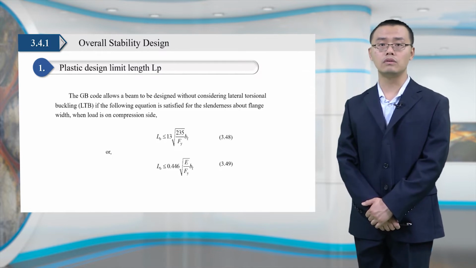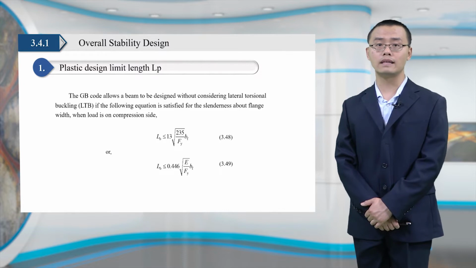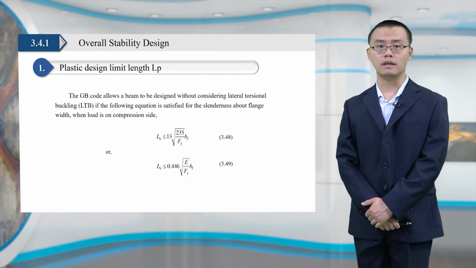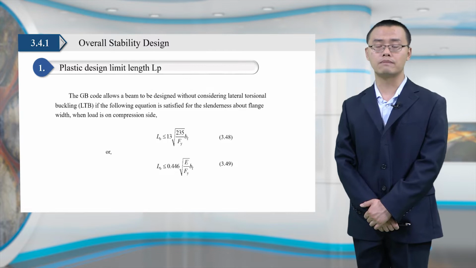The GB code allows a beam to be designed without considering lateral torsional buckling, LTB, if the following equation is satisfied for the slenderness about flange width. When load is on compression side, LB could be expressed as the following 3.48 to 3.49.